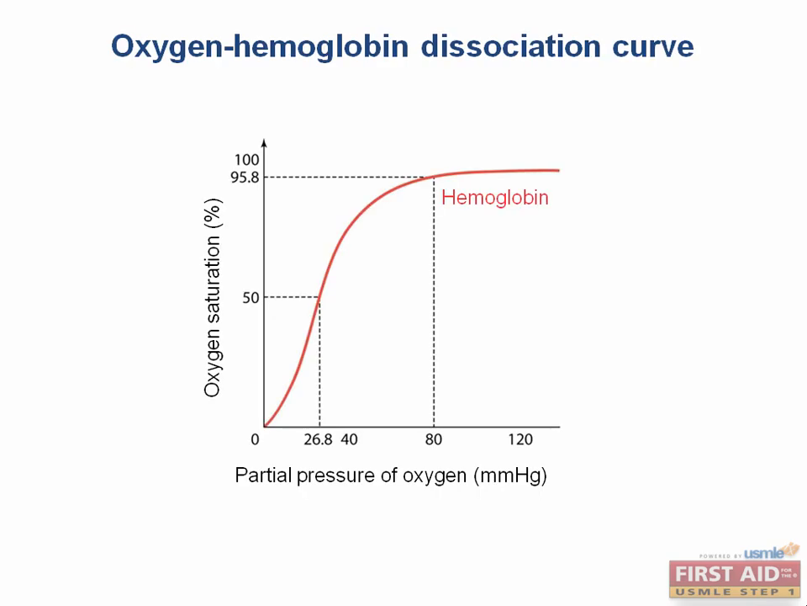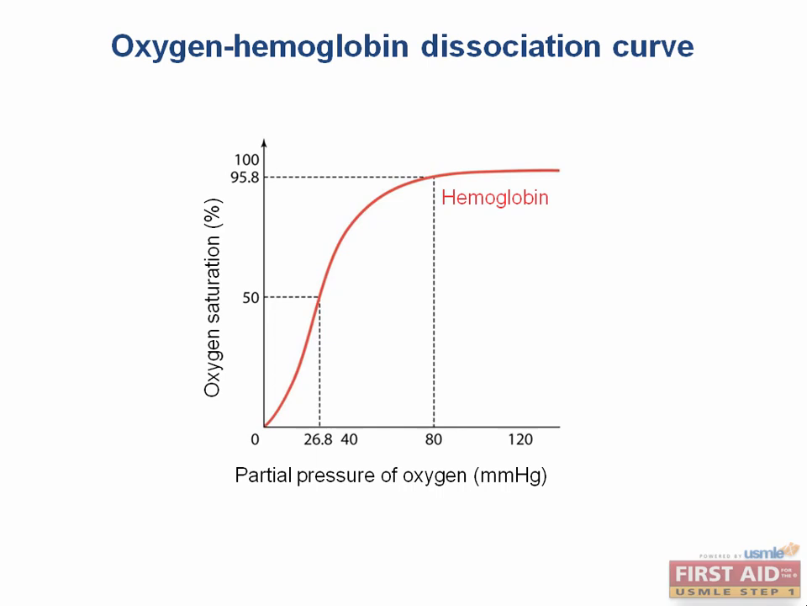The oxygen-hemoglobin dissociation curve is another high-yield concept that you'll see on boards. Recall from our discussion of hemoglobin that the binding and unloading of oxygen from hemoglobin shows positive cooperativity, meaning the affinity for oxygen increases as each site is filled, thus resulting in a sigmoidal shape of the dissociation curve.